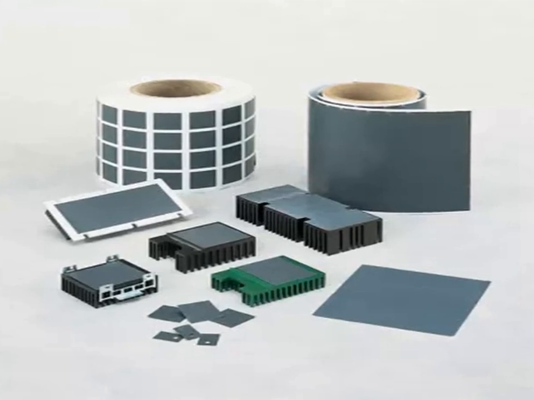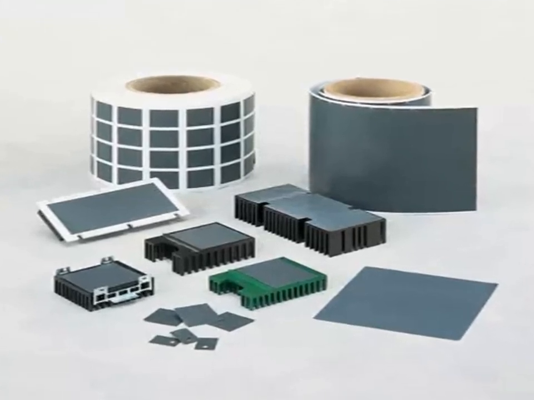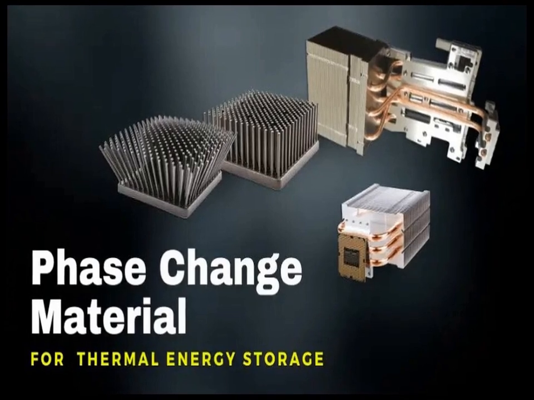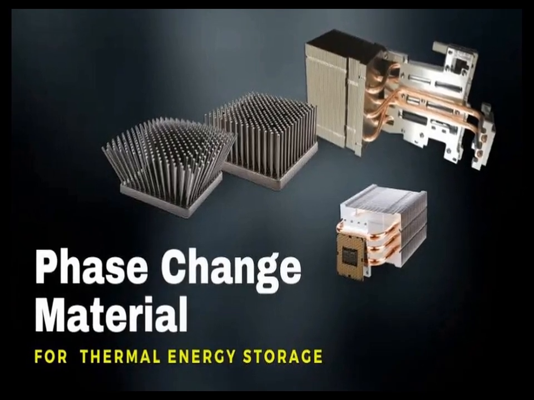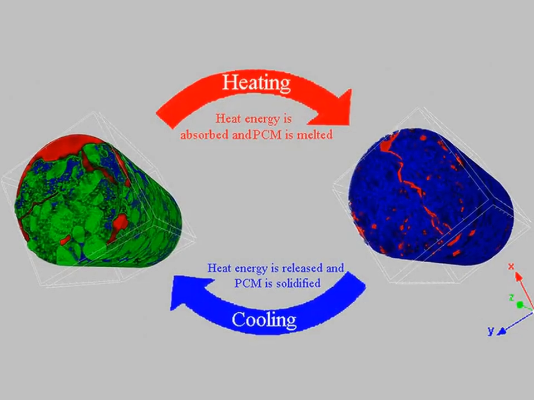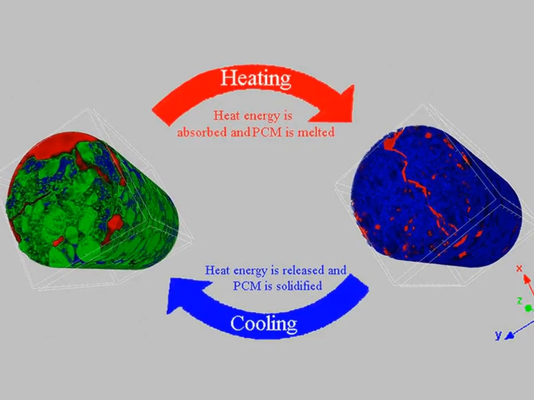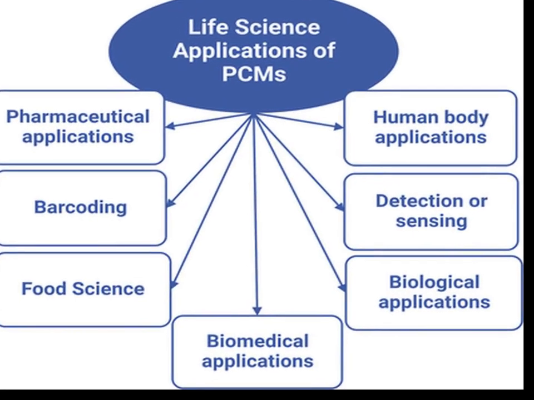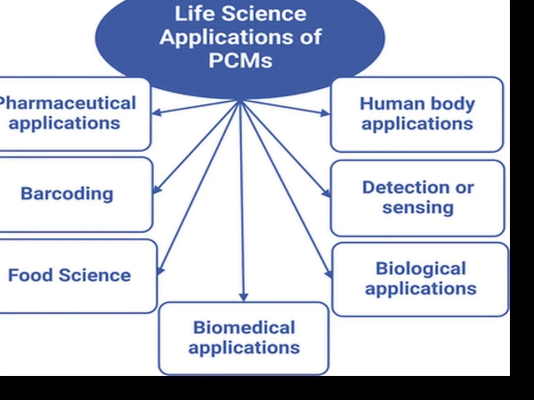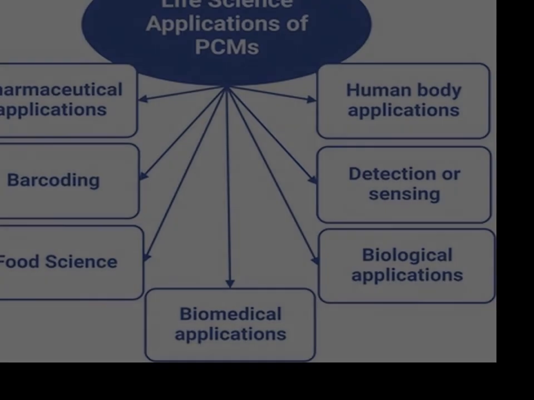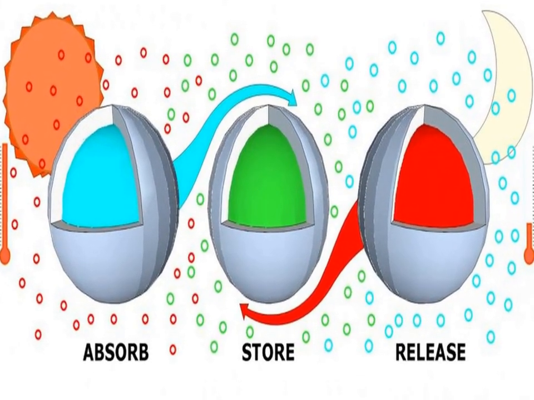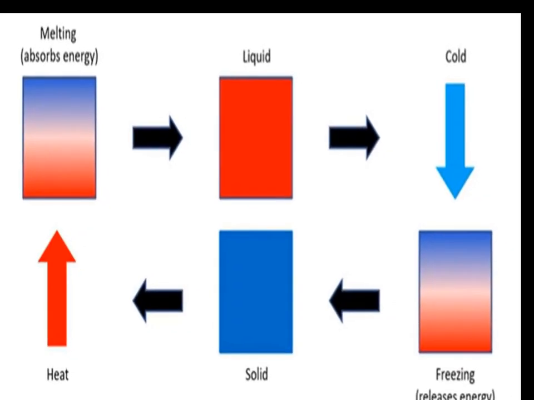PCMs are generally classified into three broad categories based on their chemical composition: organic PCMs, inorganic PCMs, and eutectic mixtures. Organic PCMs include paraffin waxes and fatty acids, which offer good chemical stability and are non-corrosive, though they generally exhibit lower thermal conductivity. Inorganic PCMs such as salt hydrates and metallic alloys tend to have higher thermal conductivities and latent heat values, but may suffer from phase separation or supercooling. Eutectic PCMs are mixtures that melt and solidify at a single, well-defined temperature, combining advantages of both organic and inorganic materials.